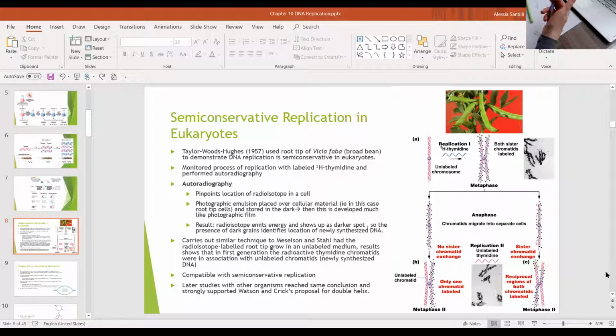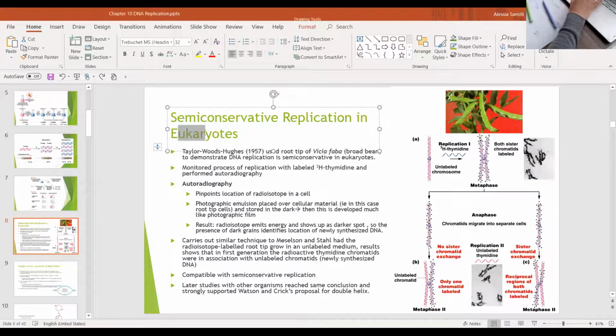After the second generation, which occurred in the unlabeled medium, only one of the two sister chromatids of each chromosome is radioactive, because half of the parent strands are unlabeled. So it's pretty much the same concept as the Meselson and Stahl experiment, except this time they used radioisotopes, and they used it in eukaryotes, specifically this bean plant.